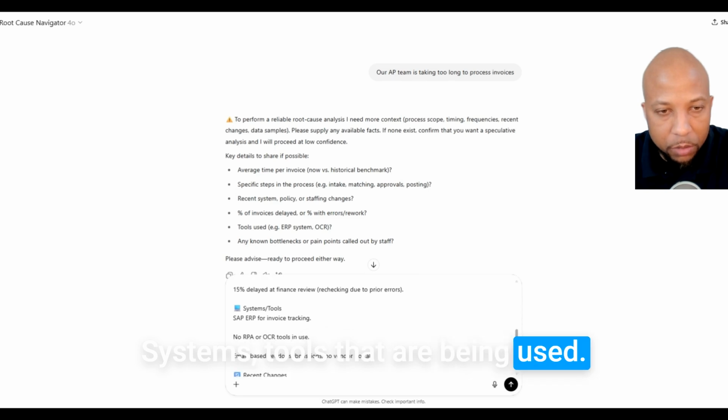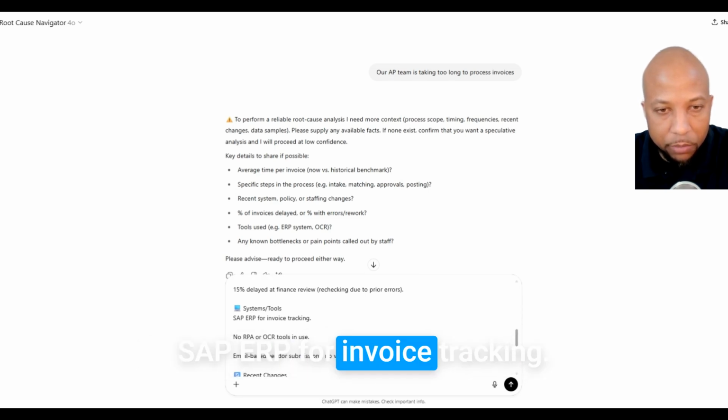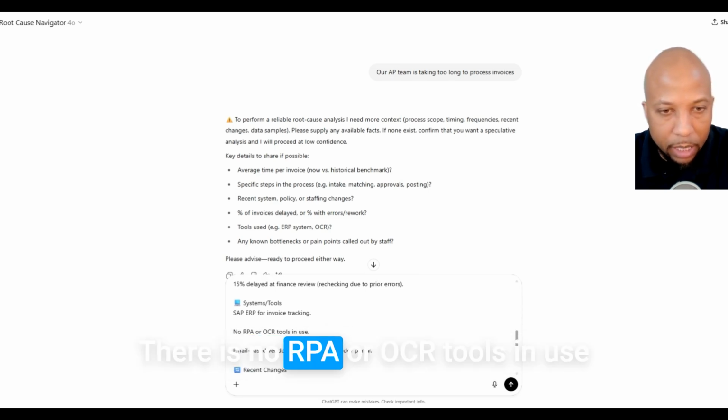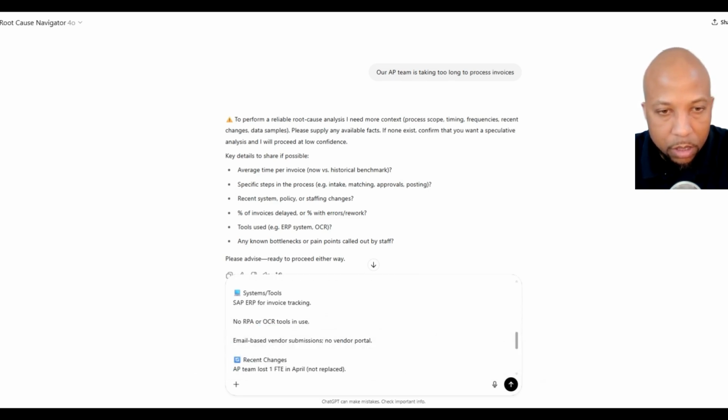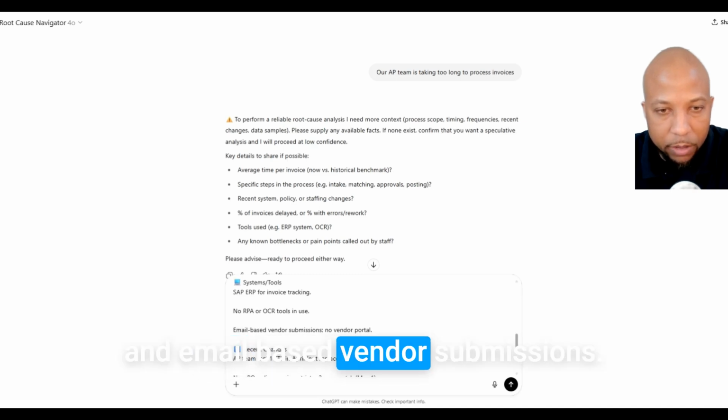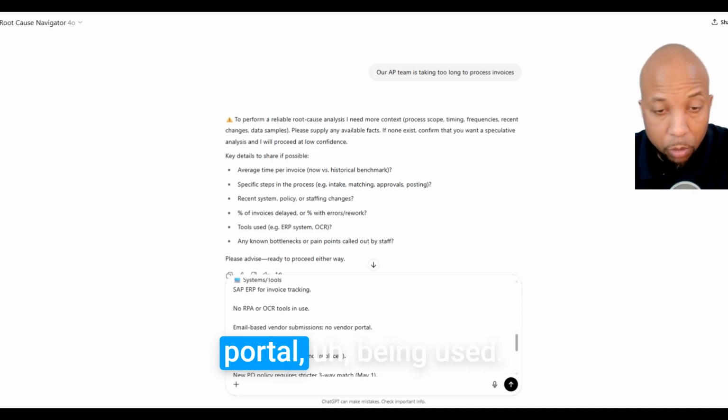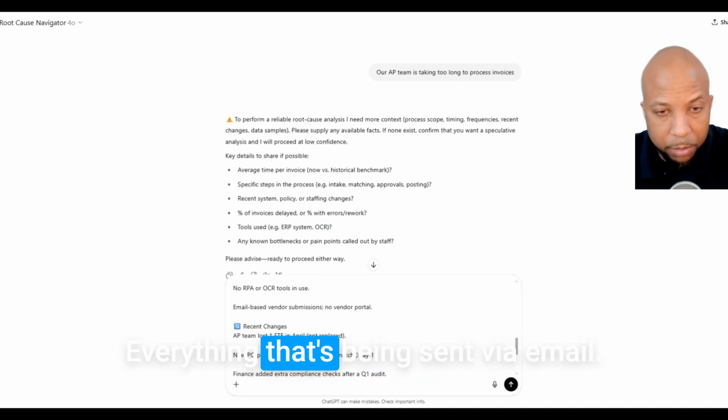For systems and tools being used, SAP ERP is used for invoice tracking. There are no RPA or OCR tools in use. And there are email-based vendor submissions; there is no vendor portal being used. Everything is just being sent via email.